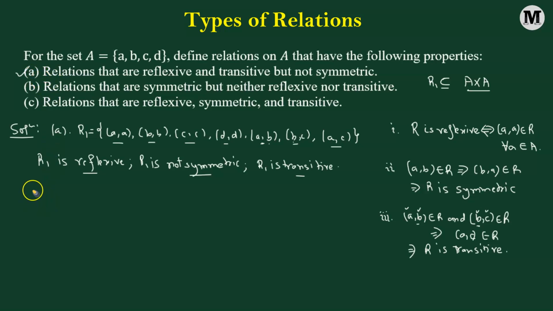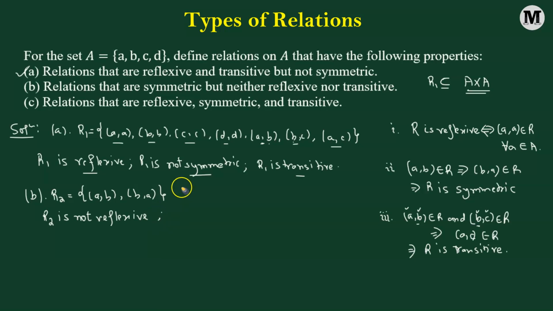Now next, go to the second relation B. Let's call it R2. For R2, let's consider only two ordered pairs. One is going to be A comma B, and the other is going to be B comma A. So we're picking up two ordered pairs from the Cartesian product of A with itself. Now clearly we can see that R2 is not going to be reflexive because the ordered pairs A comma A, B comma B, C comma C, and D comma D are not present in the relation. So R2 is not reflexive.